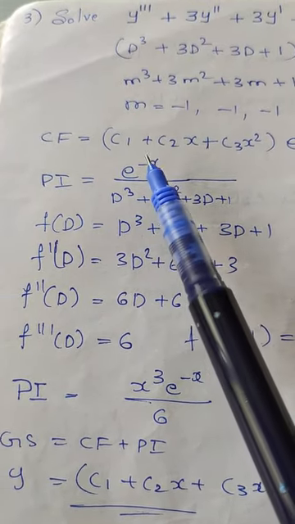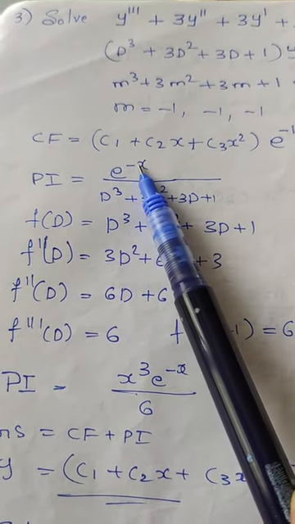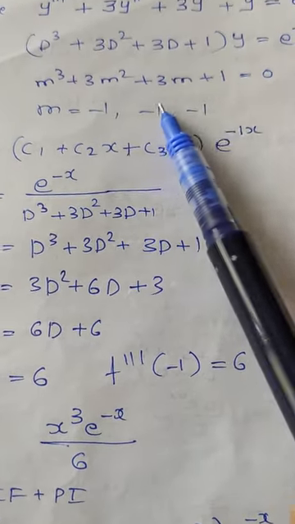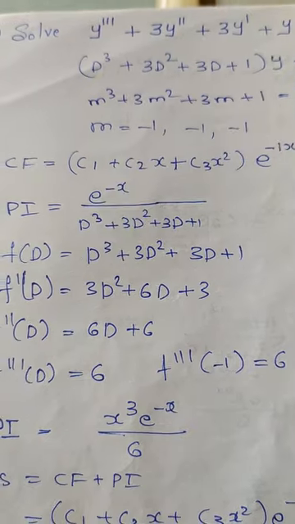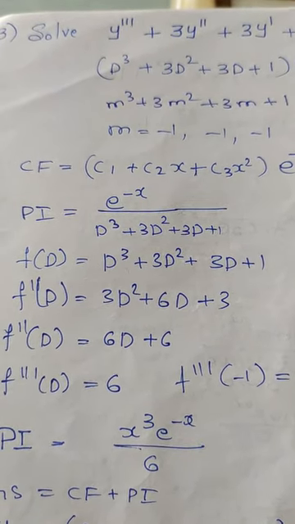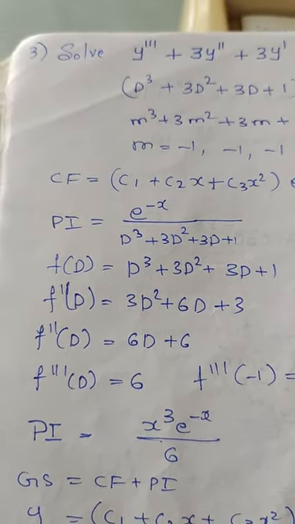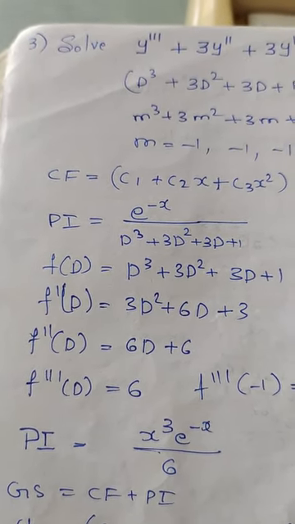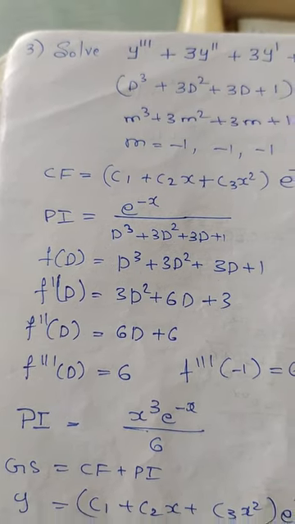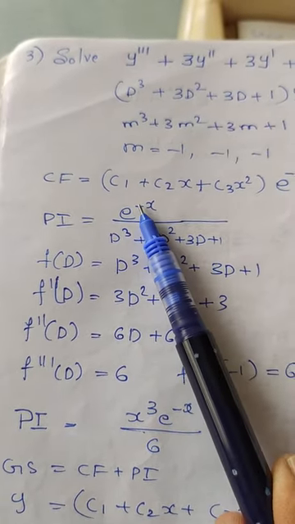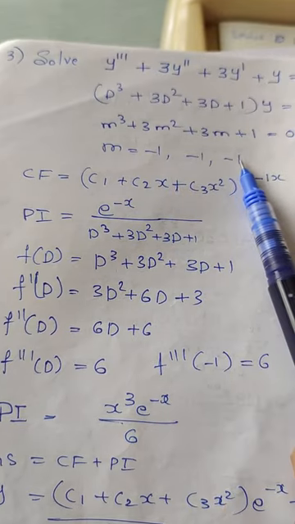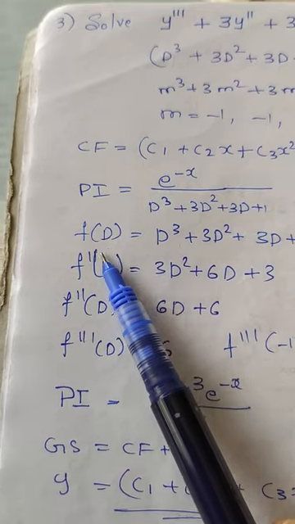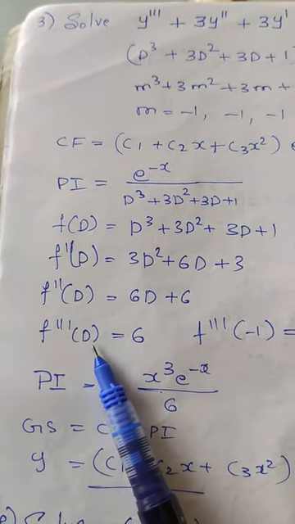Okay. What is the coefficient of x here? Coefficient of x is minus 1. And minus 1 repeats how many times? 3 times. That means we get 3 times 0. If we replace d by minus 1, f of minus 1 is 0, f dash of minus 1 is also 0, f double dash is also 0. F triple dash is non-zero quantity because coefficient of x repeats 3 times in the roots of the auxiliary equation. Therefore, find f dash, f double dash and f triple dash.